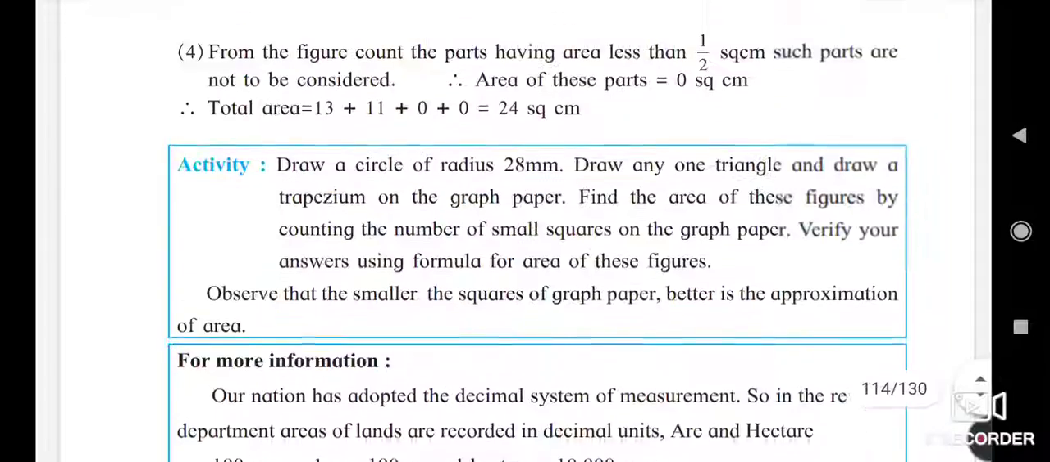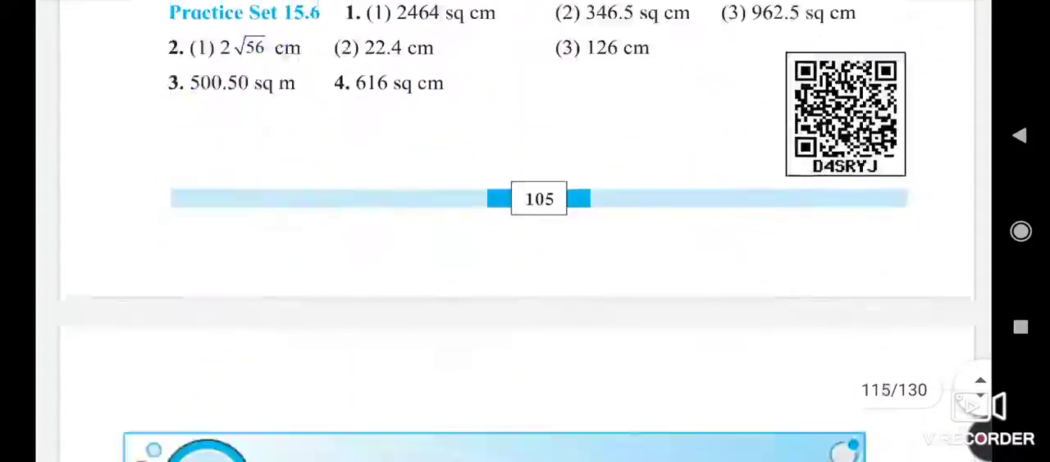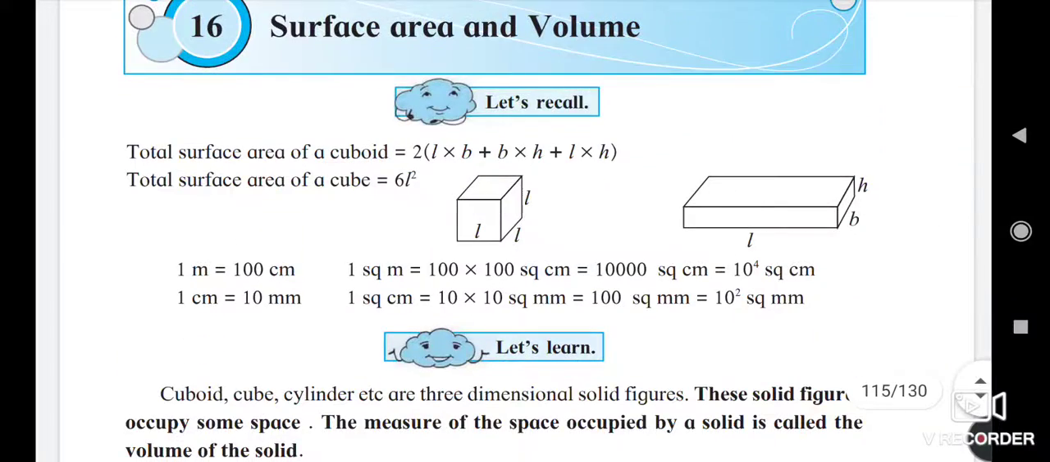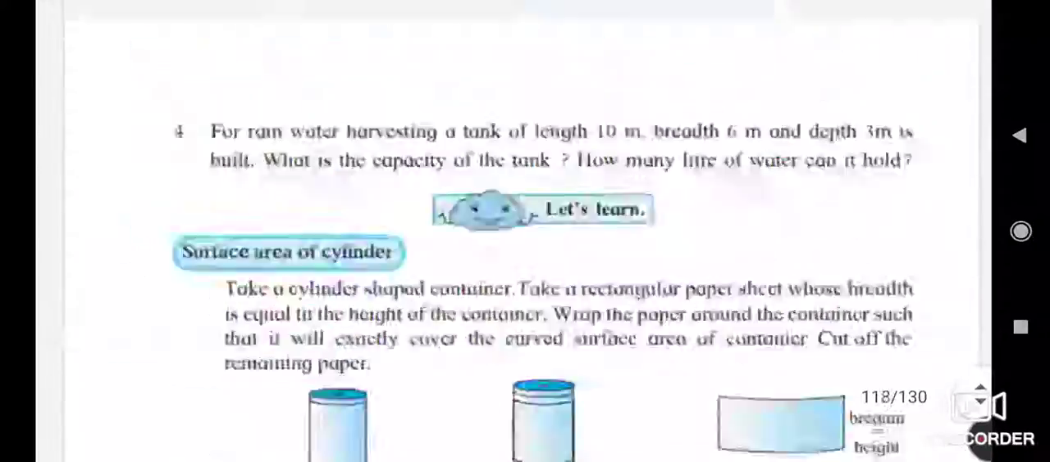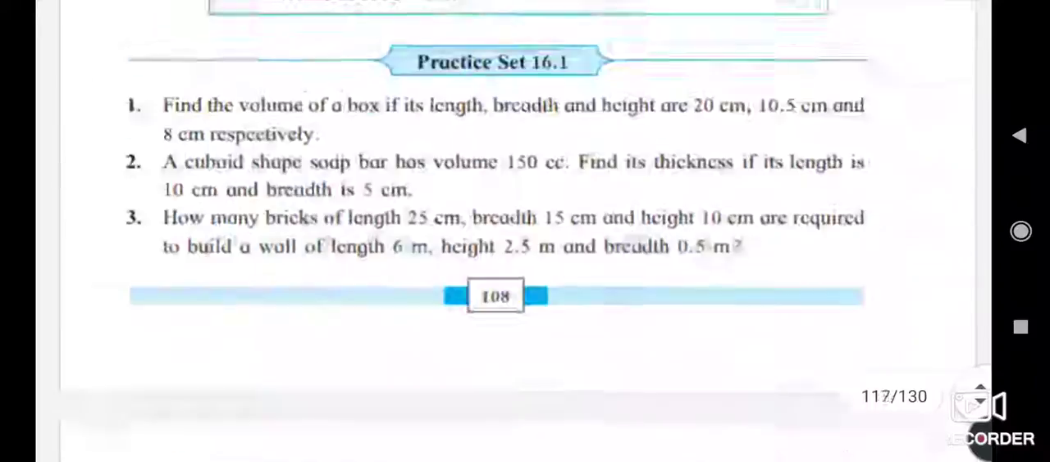So today you have to complete all the exercises of this lesson, and then we will start the next lesson, surface area and volume 2, in our next lecture. So today we will stop here only.